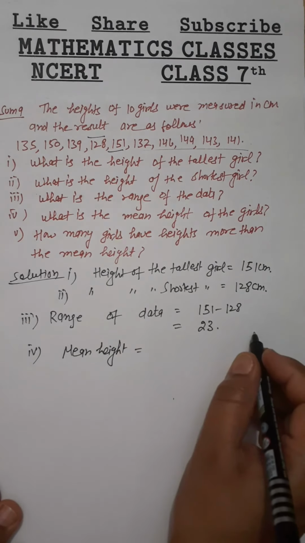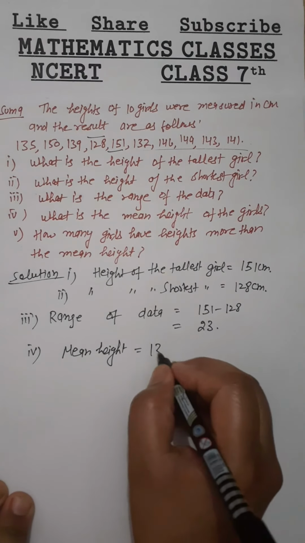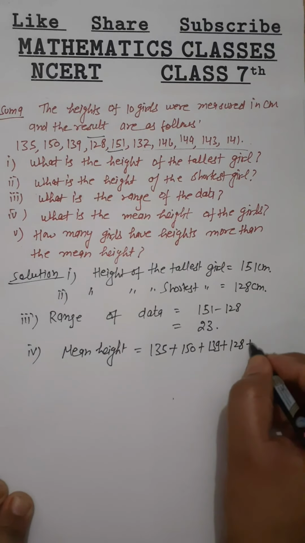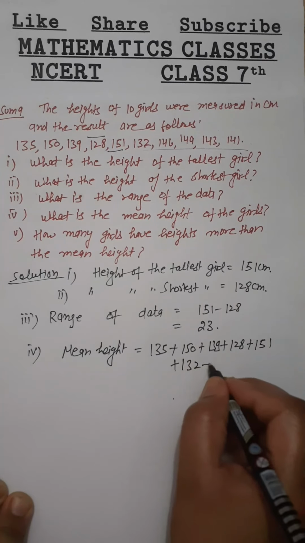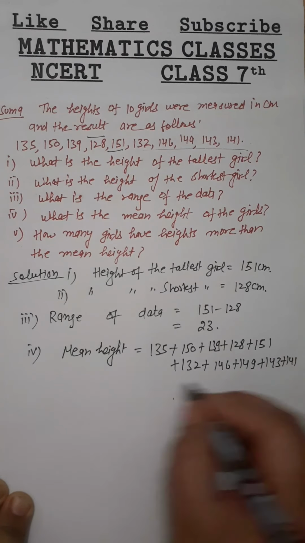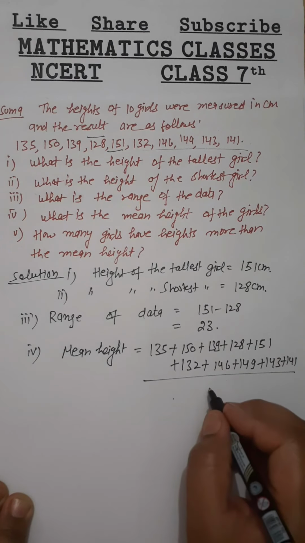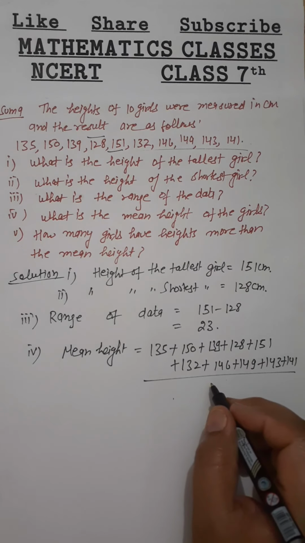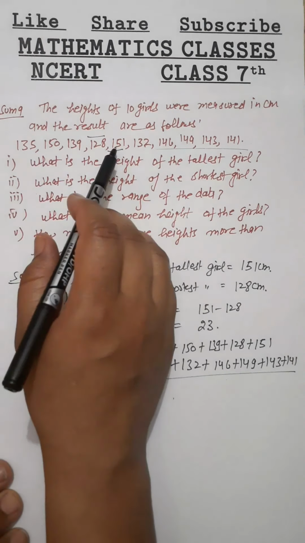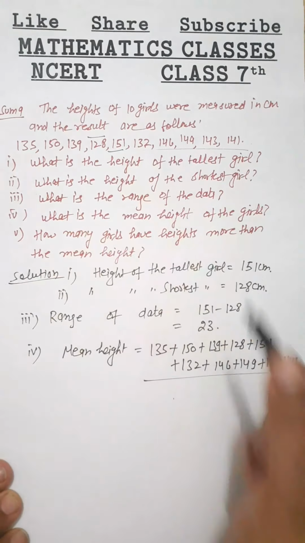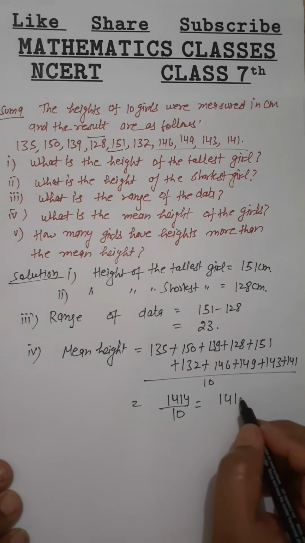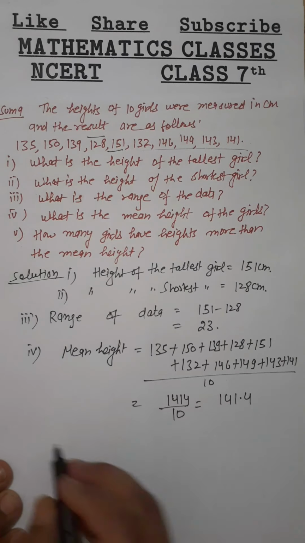Mean height. Formula: sum of observations by total number of observations. You will show the adding like this. After putting the formula, by how many girls? 1, 2, 3, 4, 5, 6, 7, 8, 9, 10. Put the dot because of 10.